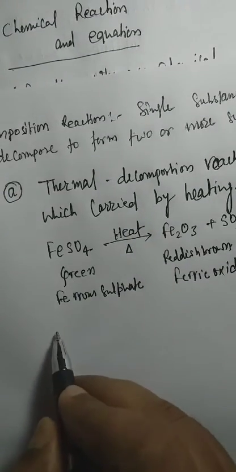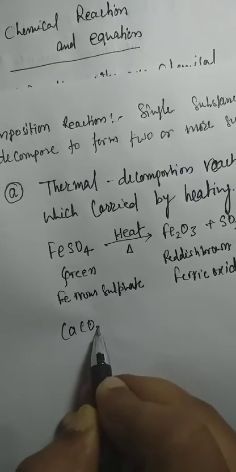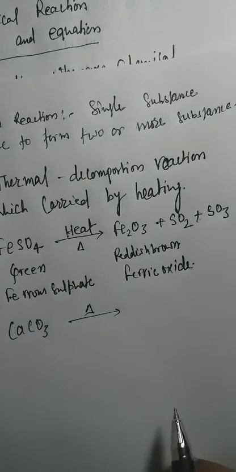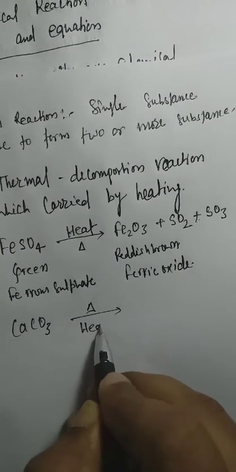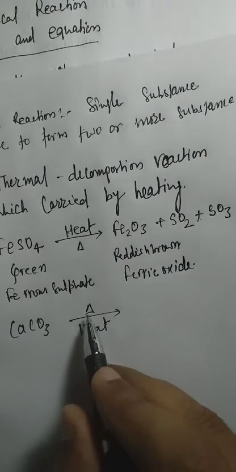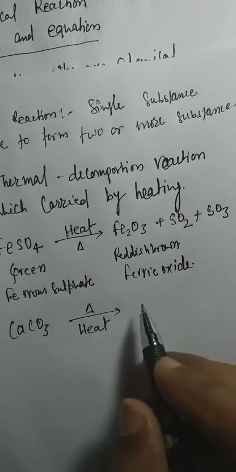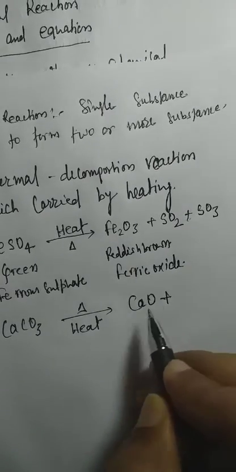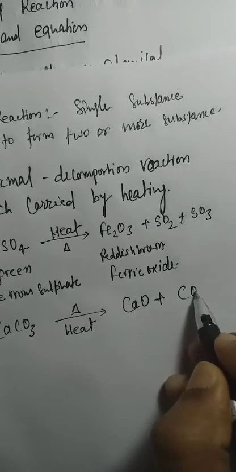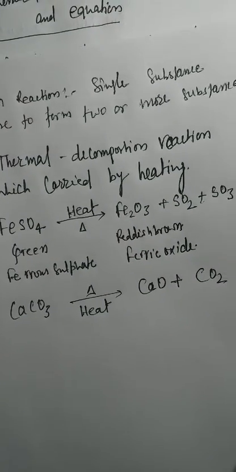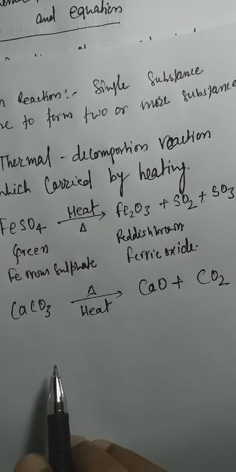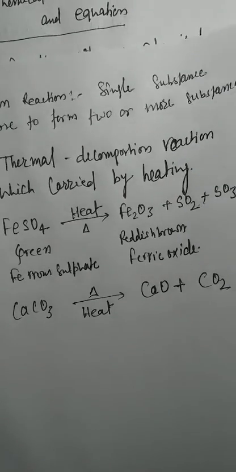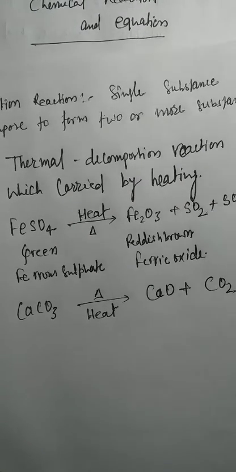Next, we are taking the example of calcium carbonate, right? Whenever heating takes place here, we may write either sign, so don't be confused. Whatever you find easy to learn, that you learn. Calcium oxide and carbon dioxide are produced after heating. So this is the process of thermal decomposition. Calcium carbonate breaks down into calcium oxide plus carbon dioxide by the heating process.